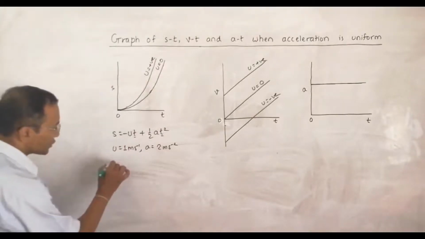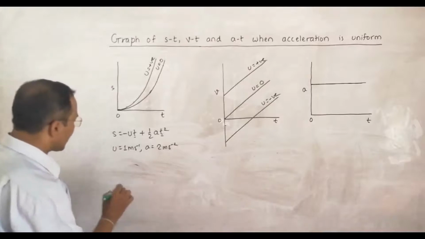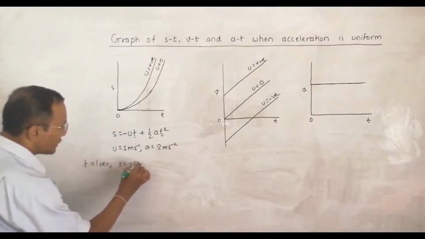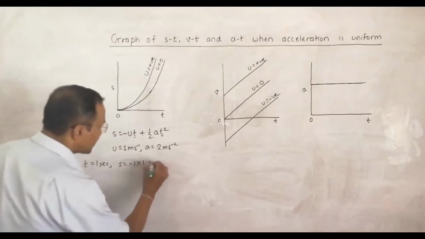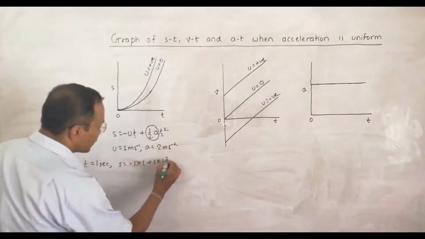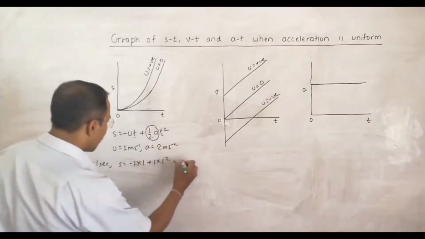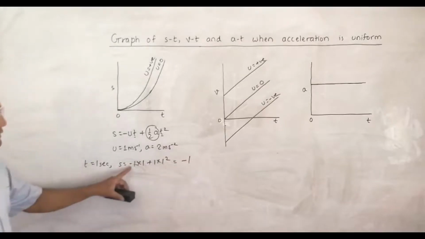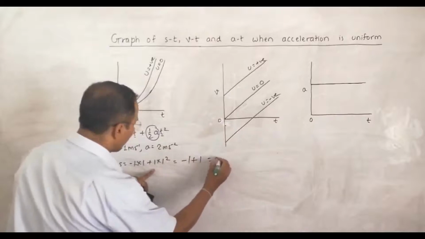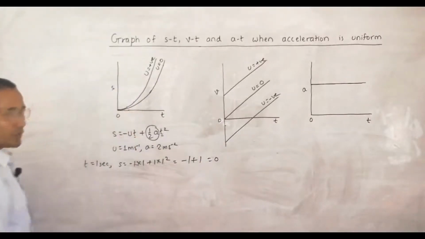So if I do so, when t equal to 1 second, s is equal to minus 1 into 1 plus 1 by 2 into 2 into 1 square. So this is minus 1, and this is plus 1, equal to 0. So at time equal to 1 second, the value is 0.